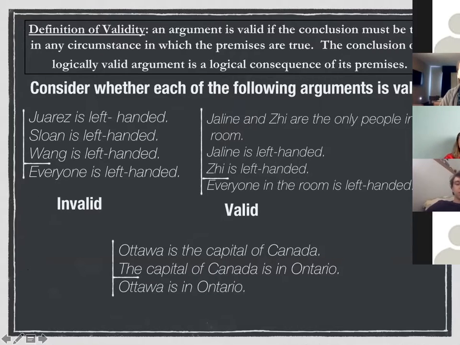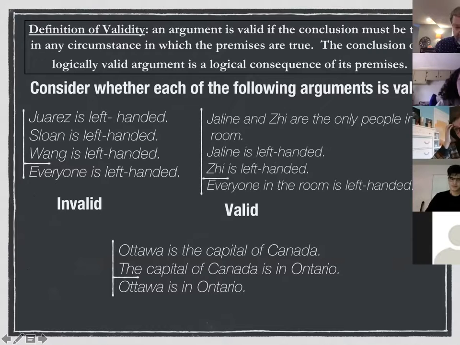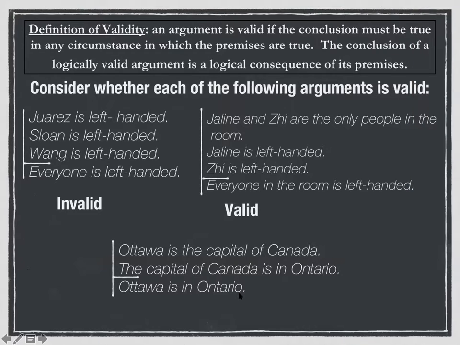So let's see. How about Maggie? What do you think? I think it's a valid argument because Ottawa is the capital of Canada, and then necessarily the capital of Canada is in Ontario, therefore Ottawa is in Ontario. Yeah. You threw a "necessary" in there. I wouldn't say it's necessary that the capital of Canada is in Ontario, because the capital could have been Vancouver or something like that. For sure. But you're right in pointing out why this is valid here.